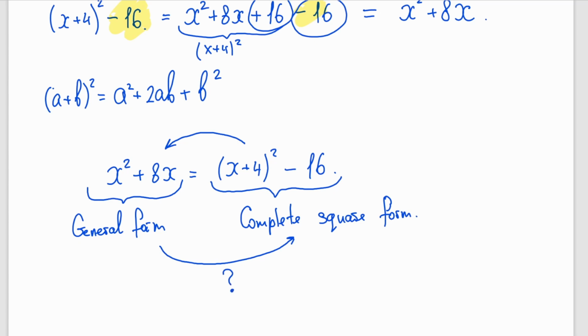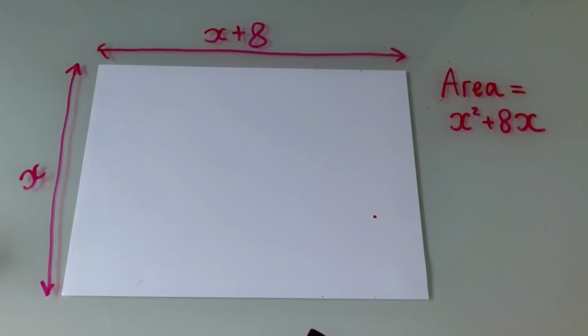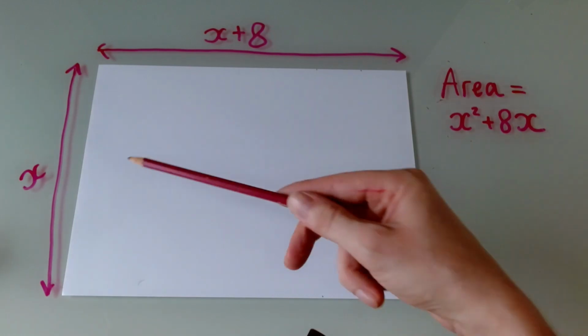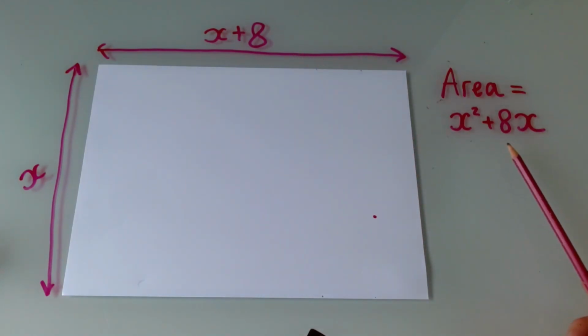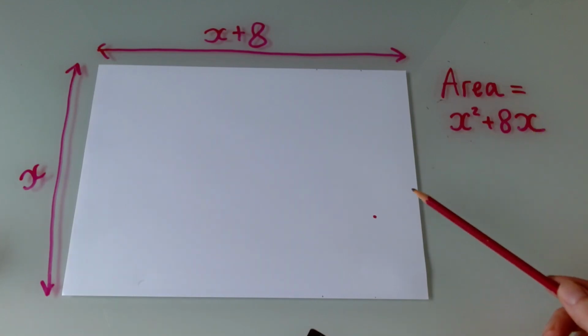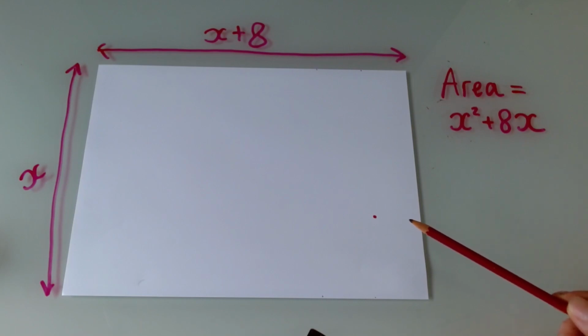To understand it better, let's have a look at a geometrical interpretation. Okay, to understand completing the square better, let's say we have a rectangle with the sides x and x plus 8. So the area of the rectangle would be x times x plus 8, and that will be x squared plus 8x, same as in our previous example. Now, what I want to do is to rearrange this rectangle and somehow get something similar to a square.